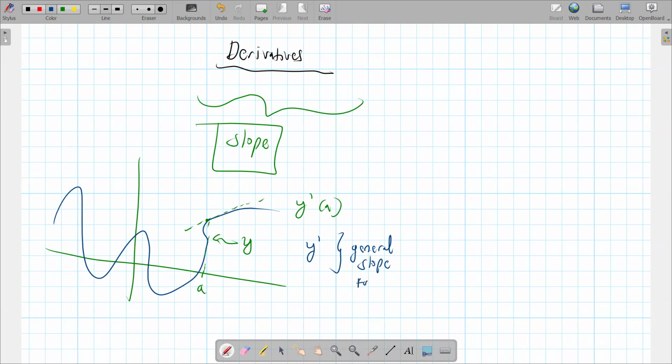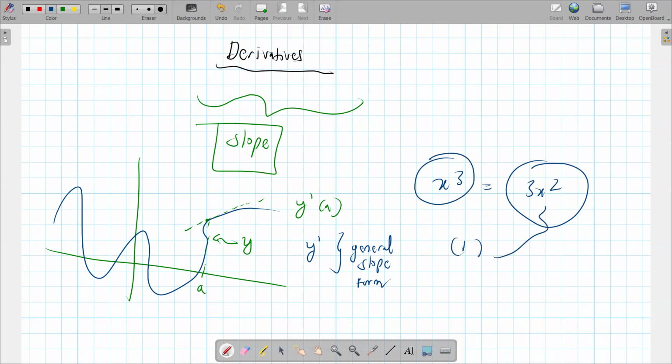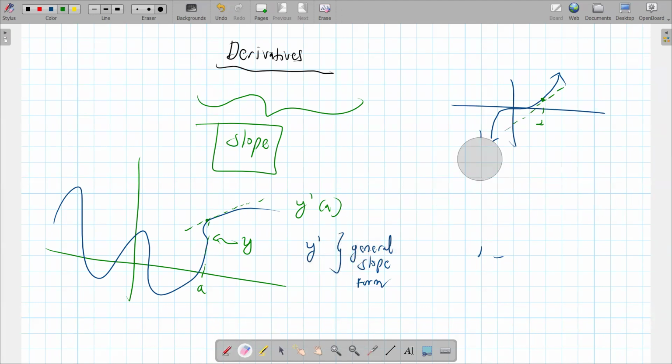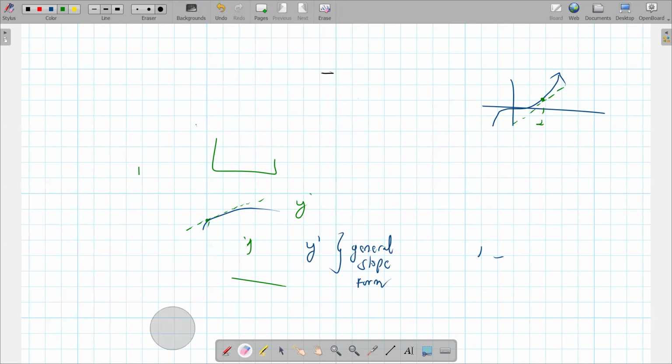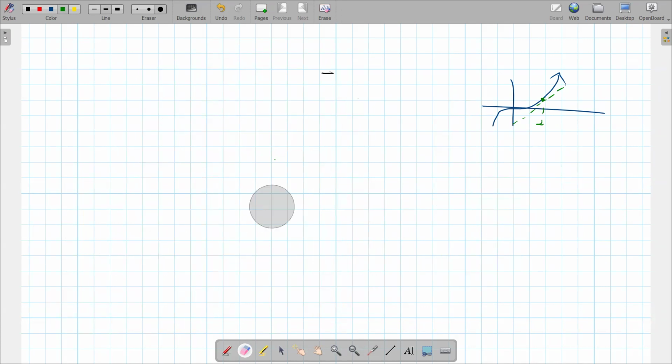General slope form. So for example, x cubed, the derivative is 3x squared. This is the general slope form of x cubed. And if the question asks you, well, what's the slope at 1? Then you just plug 1 in there. You'll get that the slope of x cubed, which kind of looks like this, at 1, the slope of this tangent line is going to be 3, right? That's what we've done so far. And it's the same concept for any function. Doesn't matter if it's trig or exponential. The concept is the same. Derivative is just the slope.